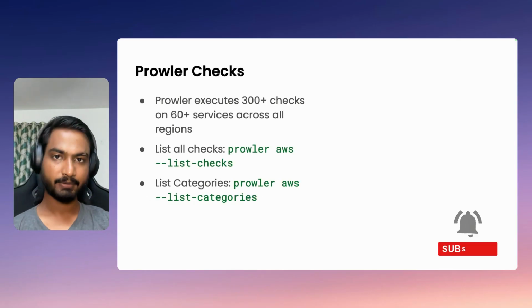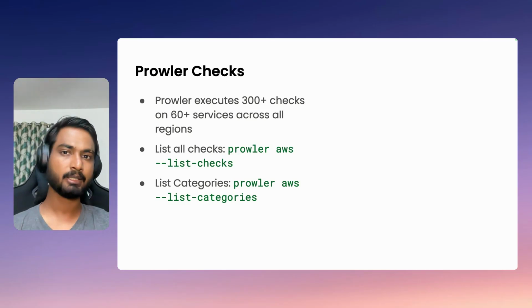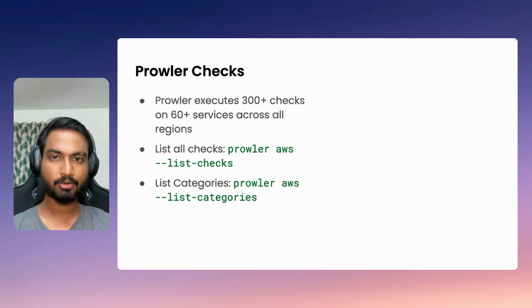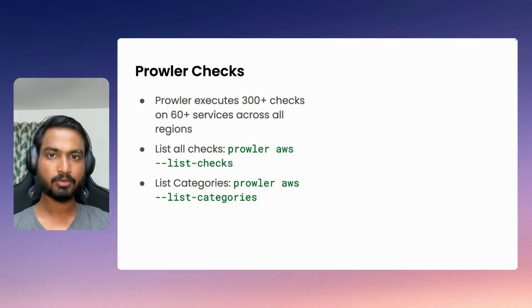Like we saw in the previous video, Prowler comes with 300 plus checks and it checks across 60 plus AWS services, and the default Prowler scan goes ahead and scans all the regions and executes all the 300 checks across all the services. You can think of Prowler checks as the minimal component when it comes to scanning. Each check would be associated with a single AWS service, and then it would be checking a particular criteria for that particular service. For example, let's say we are talking about S3.